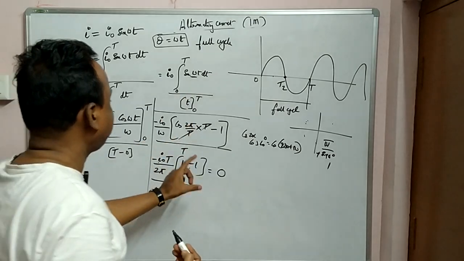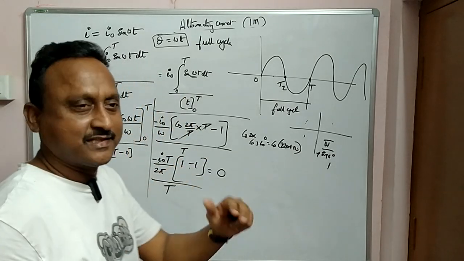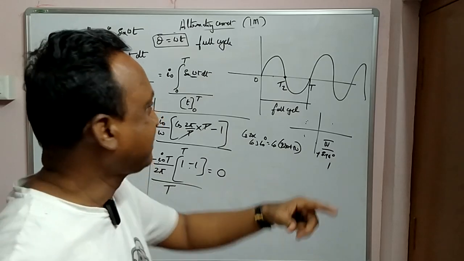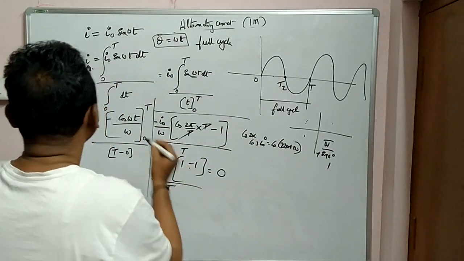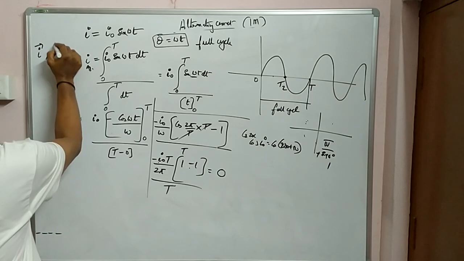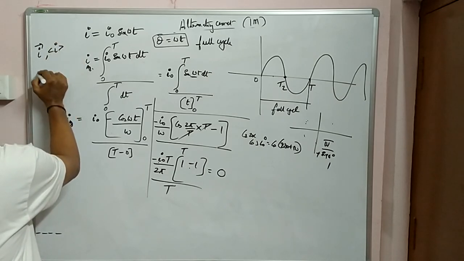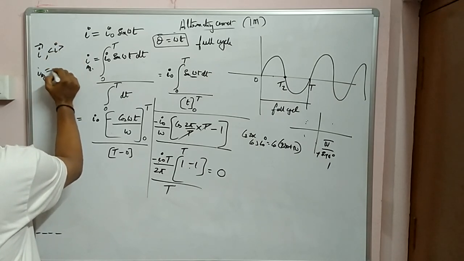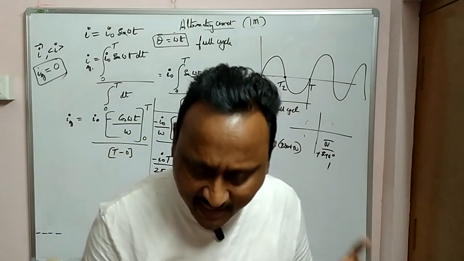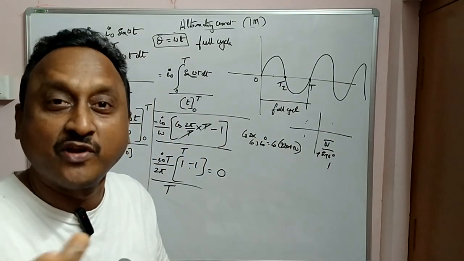So this is how you got it by integrating. Some books give the value directly, but to understand in a better manner I have derived it for you. So I average, either bar or like this, is equal to 0 for the full cycle. Now let us calculate for half cycle.